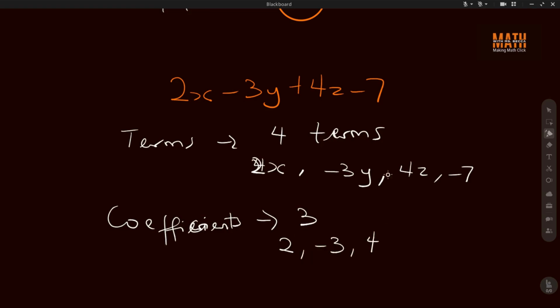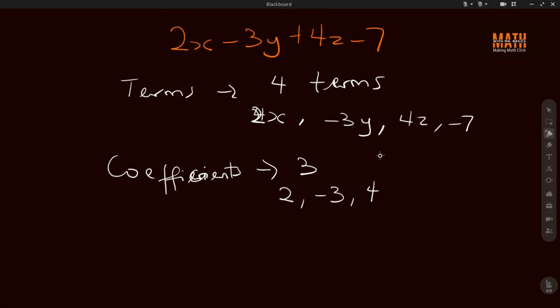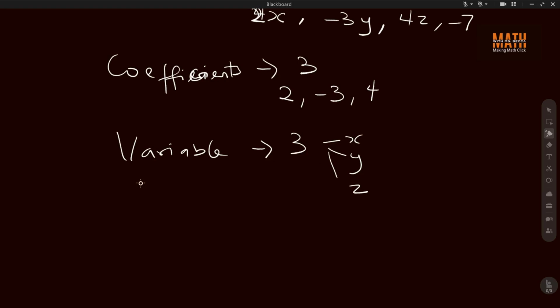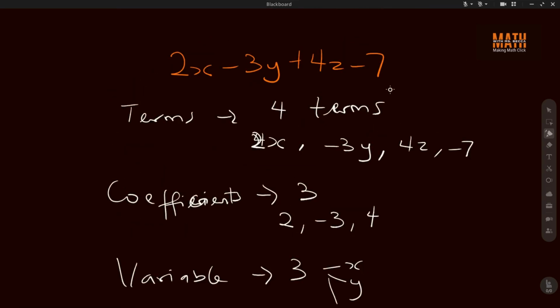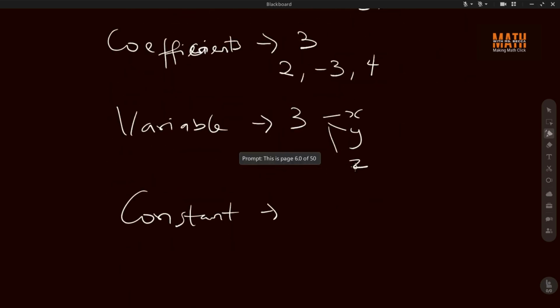Don't forget that coefficients are the numbers that are attached to the variables. Now, what are the variables that we have in this expression? How many variables do we have? We have three variables and they are x, y and z. Now lastly, what is the constant? How many constants do we have in this expression? We have just one constant because it is just one term that has no variable, and that is -7. So -7 is the only constant in this expression.